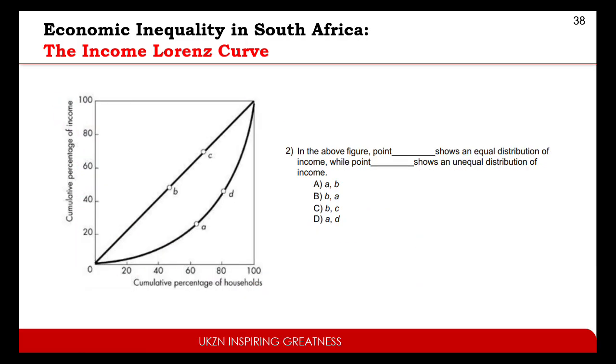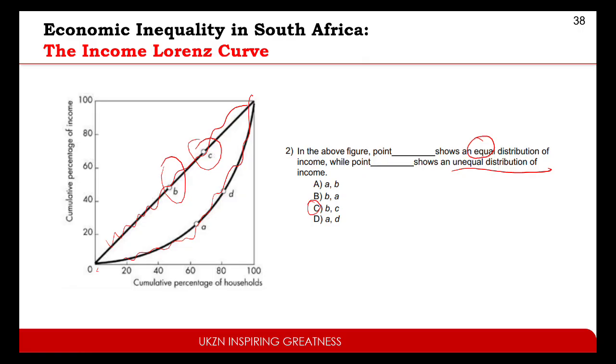Okay, in the above figure, point something shows equal. Equal is obviously in this here, right? So it's either going to be B or C. It can be any of B or C as long as it's on the line of equality, which is the straight line. So I already know it's C already, right? Because the income while point something shows unequal. Unequal is anything on this line. Literally anything on this line is unequal. A or D is unequal.